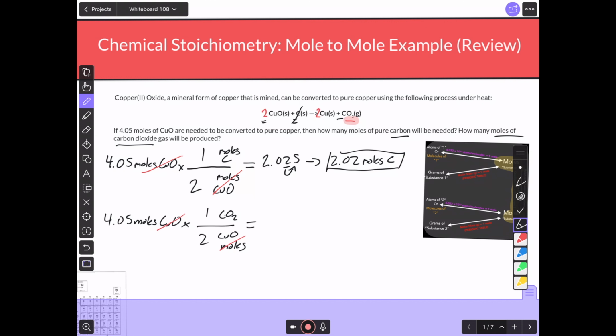That's convenient. 2.02. I don't know why I'm doing that. It's because I'm looking at the one above. 2.02 moles of carbon dioxide as well. So we're going to produce 2.02 moles of both carbon and carbon dioxide.